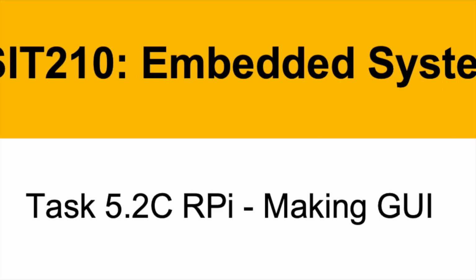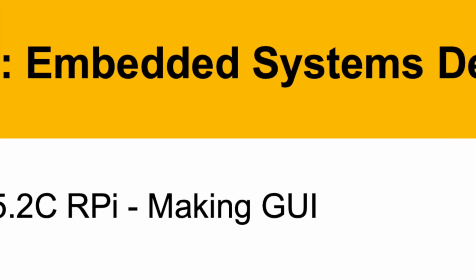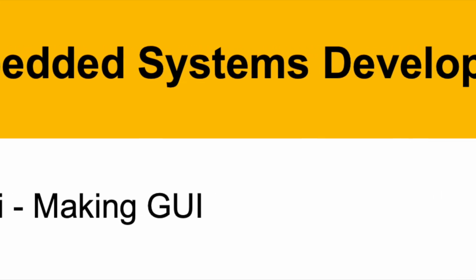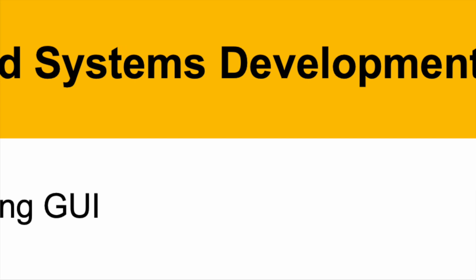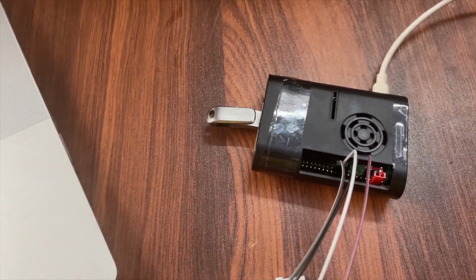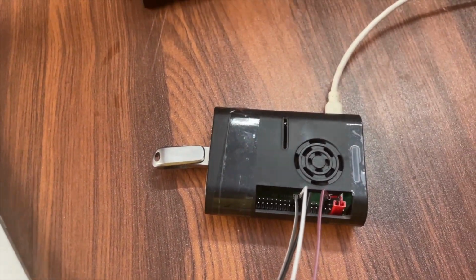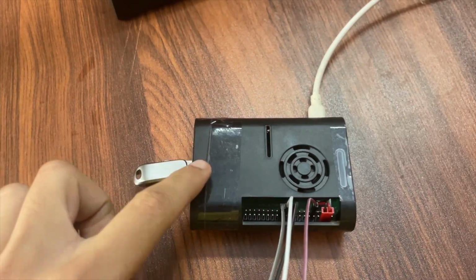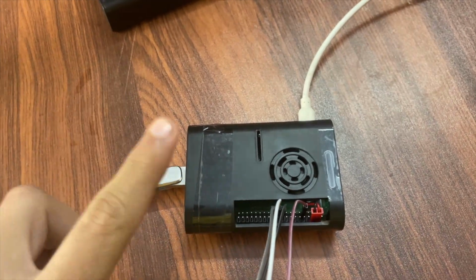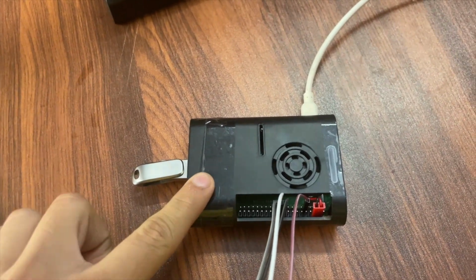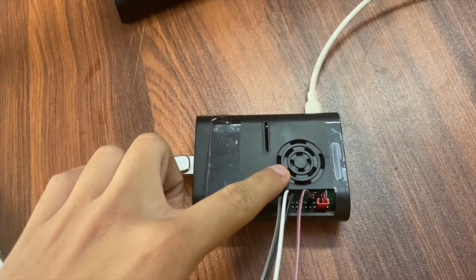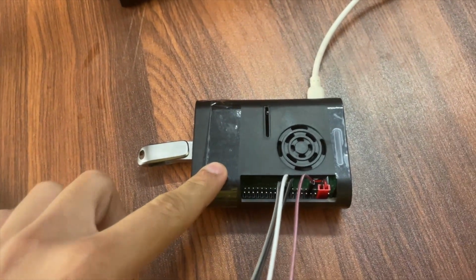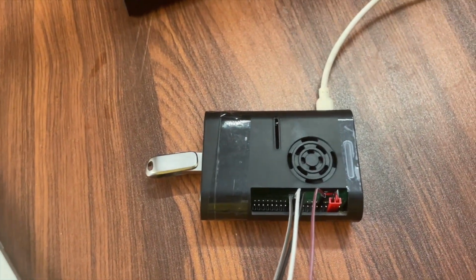This task is about creating a GUI using the Raspberry Pi board, which I will explain in detail further. Talking about the components, the first and foremost thing is, as you all know, we must have a Raspberry Pi. In this case I am using a Raspberry Pi 4 module with the fan case so it doesn't heat up, and you must have NOOBS installed on it.